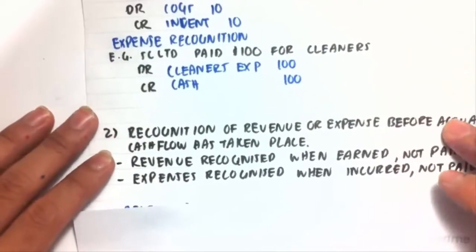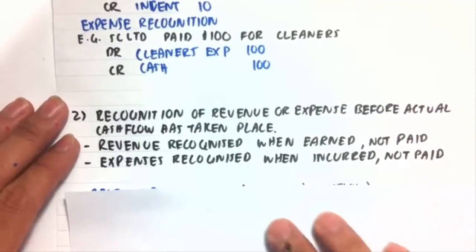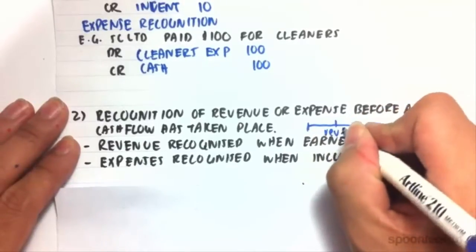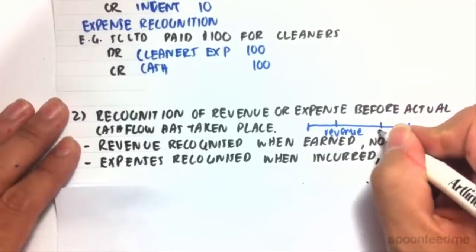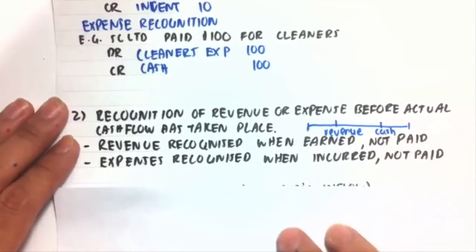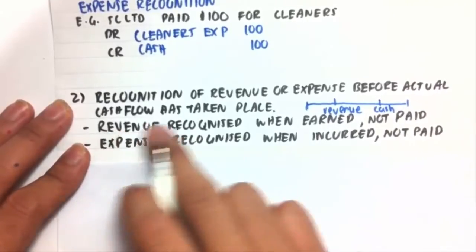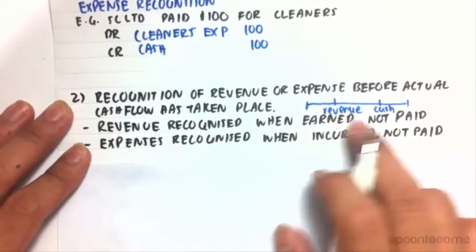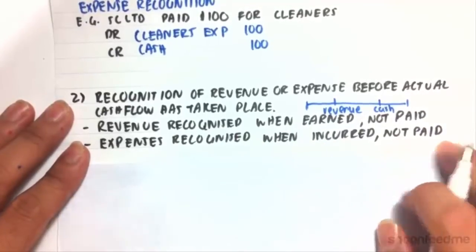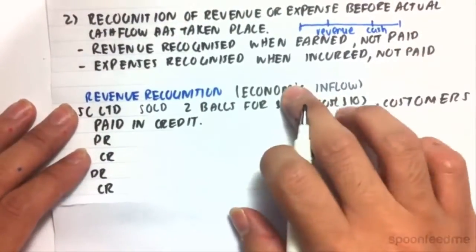So what happens when we recognize revenue or expense before the actual cash flow has taken place? If we draw a timeline, we recognize revenue now, and then we receive the cash afterwards, after we've recognized it. I need to make sure that you all remember this: revenue is recognized when it is earned and not when it's paid, and expenses are recognized when they are incurred and also not when they're paid. So with revenue recognition, the economic inflow is recorded first.